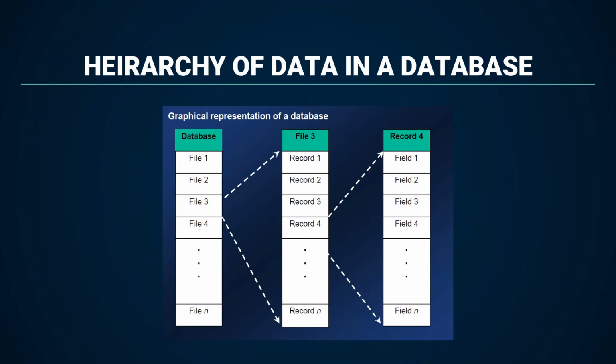A database is composed of tables. Each table is composed of records. Each record is composed of fields. This is the hierarchy of data in a database. It is the way the contents of the database are organized.